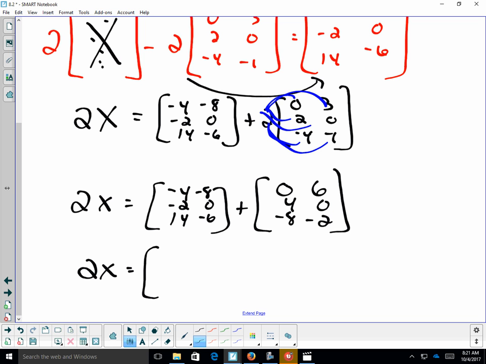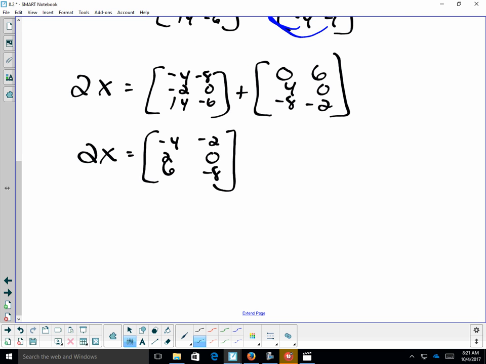So remember, add element by element. I'm going to add -4 to 0 and get -4. -8 plus 6 and get -2. -2 plus 4 and get 2. 0 plus 0 is 0. 14 plus -8 is a positive 6. -6 plus a -2 would be -8. So I have 2 times some matrix is equal to this matrix.